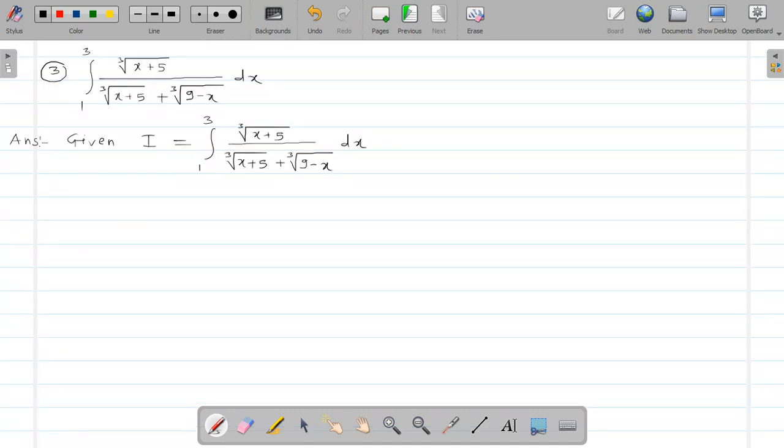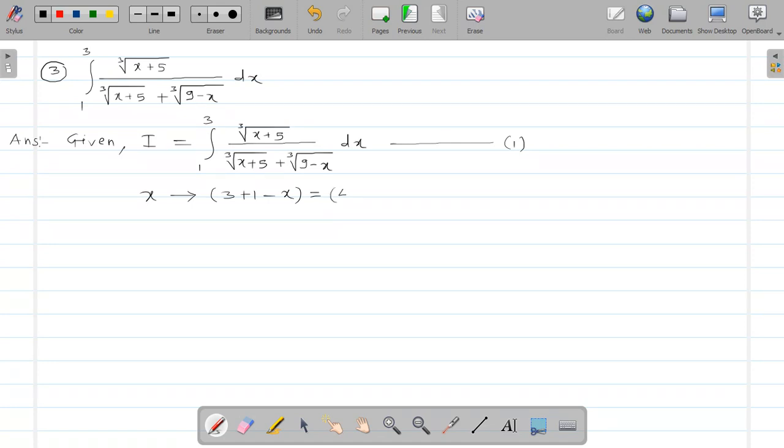Now see the third example, that is integration from 1 to 3 of cube root of x plus 5 upon cube root of x plus 5 plus cube root of 9 minus x. In the answer, first of all we have to write I is equal to the given integration, say it is equation number 1. Now here the property is applicable, so x is replaced as 3 plus 1 minus x, that is x is replaced as 4 minus x.